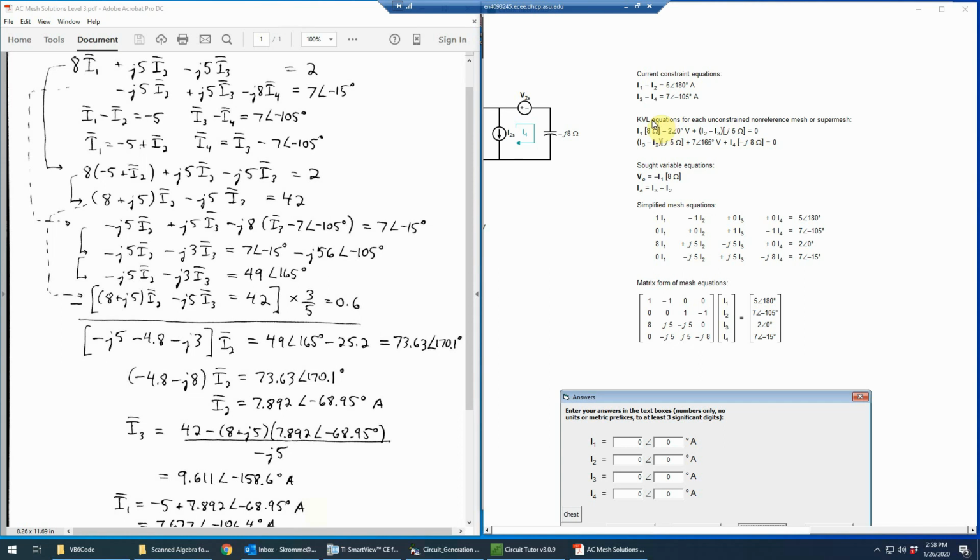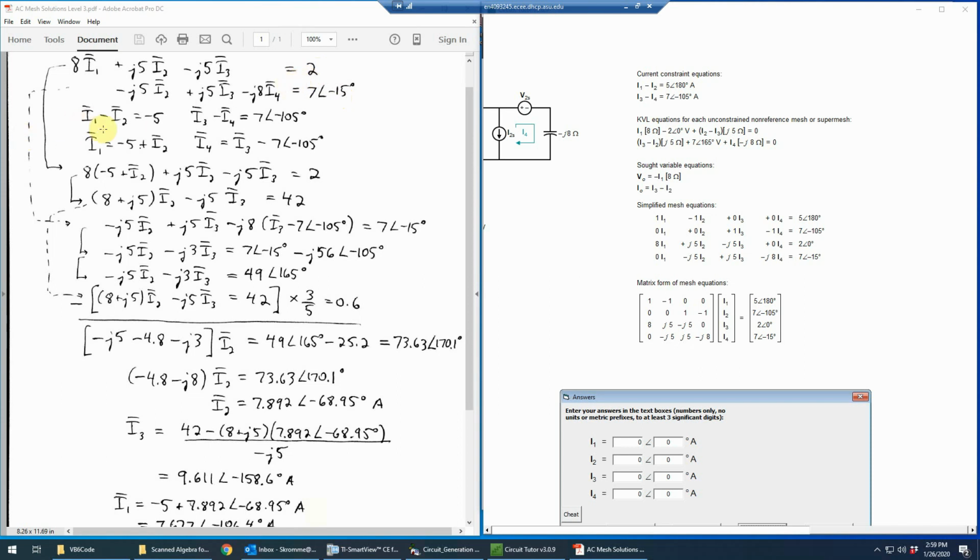So what I've done is I've taken the third and fourth of those equations, which are the KVL equations, and the more complicated ones, obviously, compared to the first 2. And I've just copied those over. So we have the 8I1 plus j5I2 minus j5I3 equals 2. That's this equation, or the matrix row, either one. And then the second one is written below it, the negative j5I2 plus j5I3 minus j8I4 is equal to 7 angle minus 15. And I just abbreviated the 2 angle 0 by 2 in rectangular form, just for convenience here.